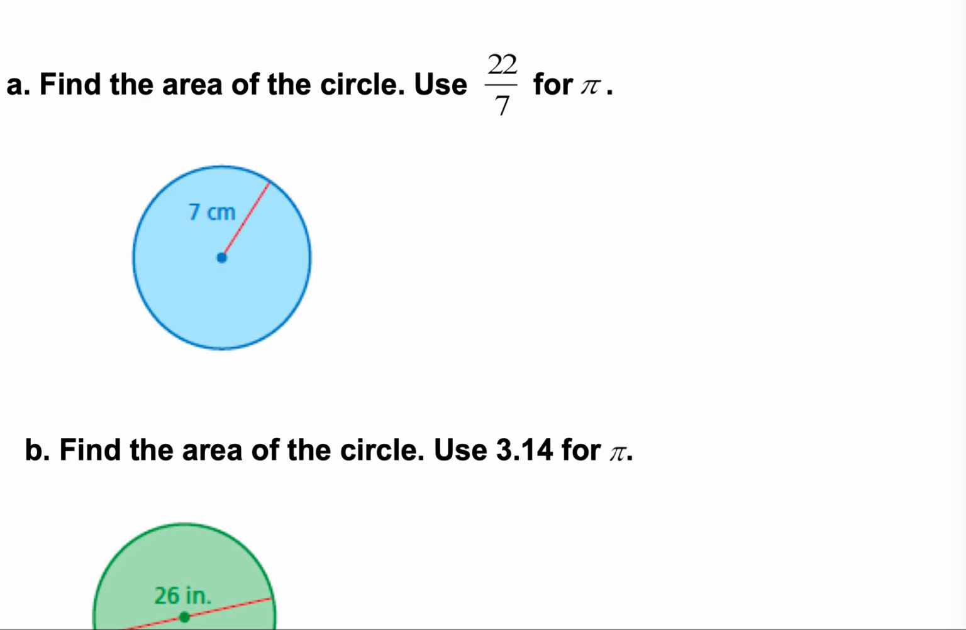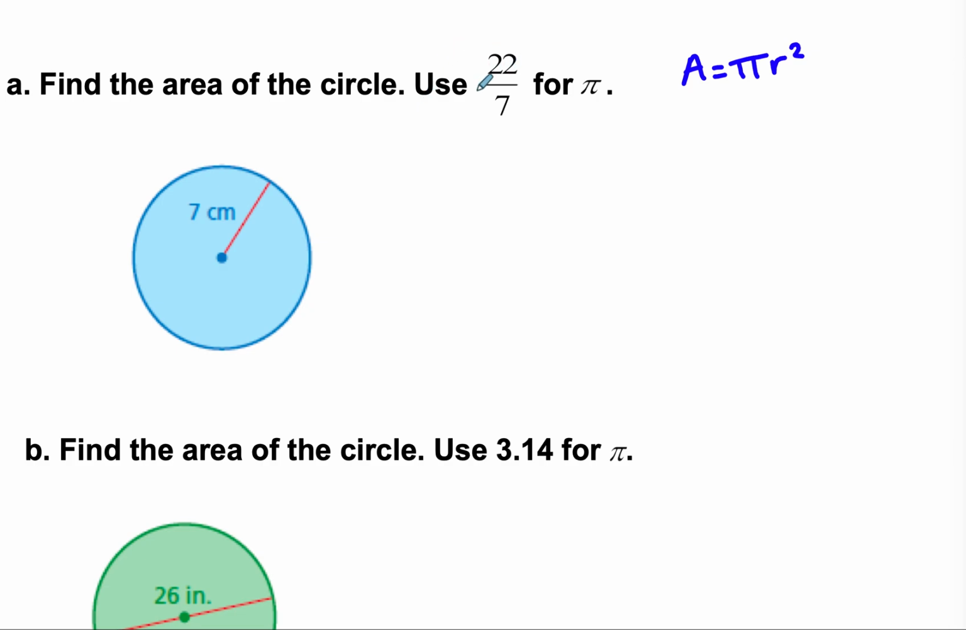All right, so just like when we did circumference, sometimes they'll tell you to use 22/7, and sometimes they'll tell you to use 3.14, and sometimes they won't say, and you can pick whichever one you want. Okay, so I'm going to write our formula. Area equals pi times radius squared.